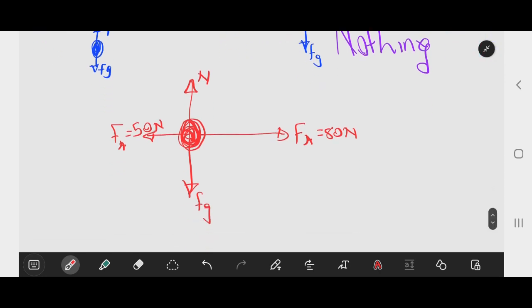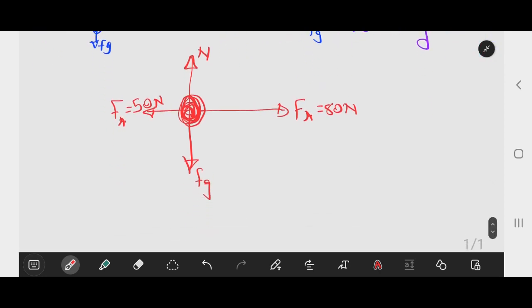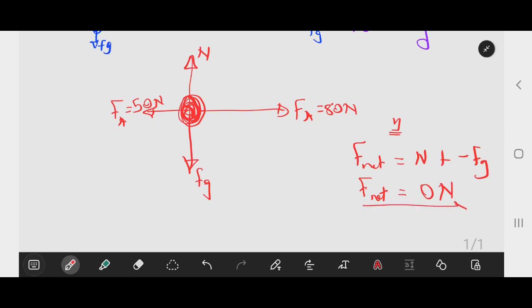Okay, so now let's try and calculate the net force acting on this object. Looking at the net force in the y direction, you have two forces, which are the normal force and Fg going downwards, if downward is negative. In this situation, the normal force is equal to the gravitational force. Therefore, your net force is equal to 0 in the y direction. Still nothing will happen in the y direction.